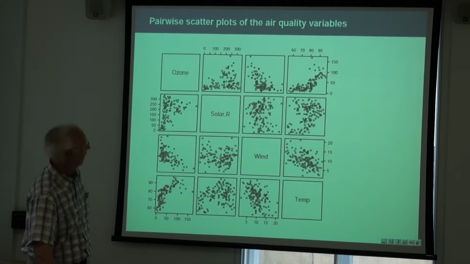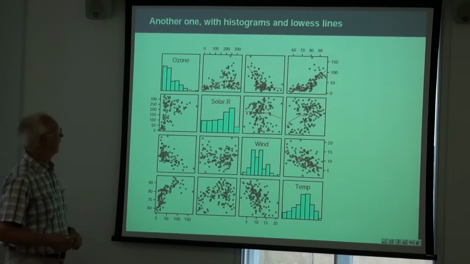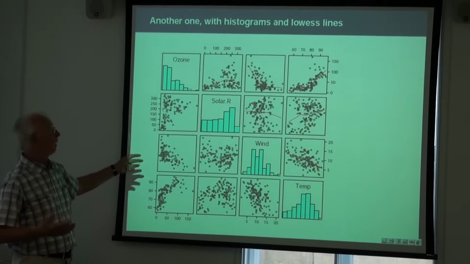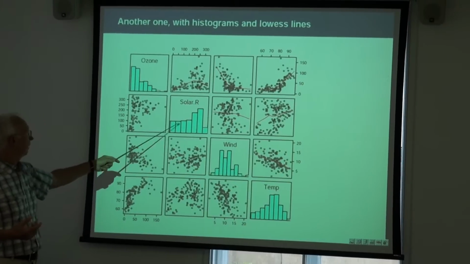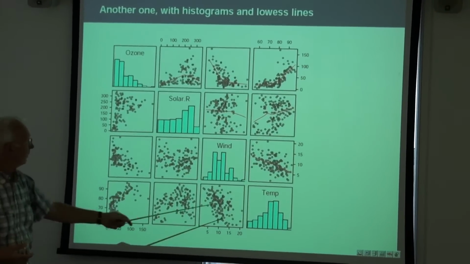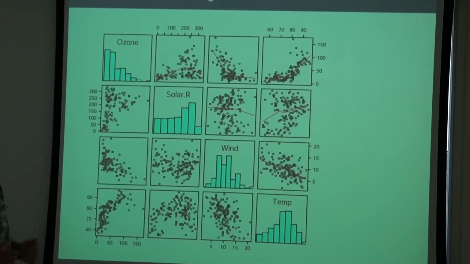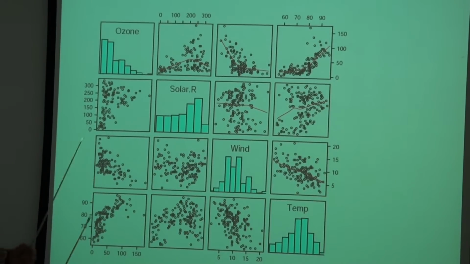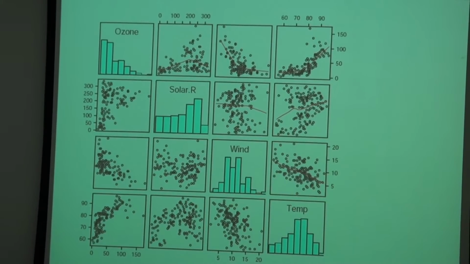I've got another one here. You can do more things with these. These are almost default plots now, these ones. This is a histogram, histograms of the individual variables in each panel, if you want to. And I've drawn here what's called a lowess line.